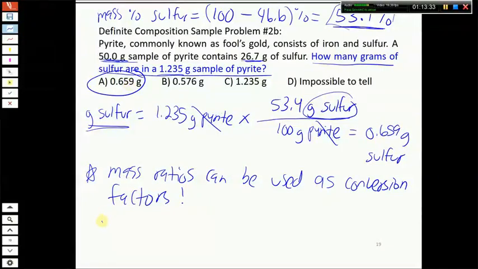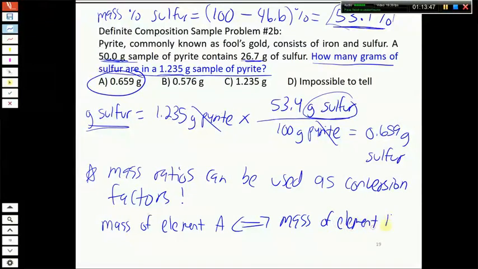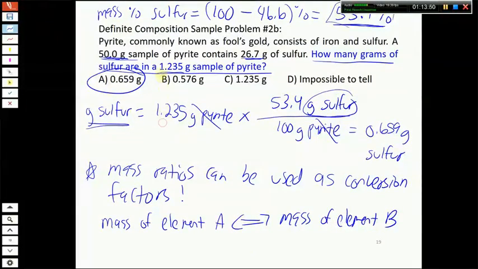The way we can use these then is, if we know the mass of element A, we can relate that to the mass of another element in the compound, let's call it B. And those can be related also to the mass of the compound. This all comes from that mass percent information about the relative composition of a compound in terms of each element that makes it up.